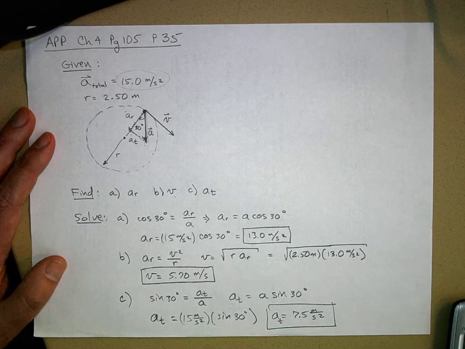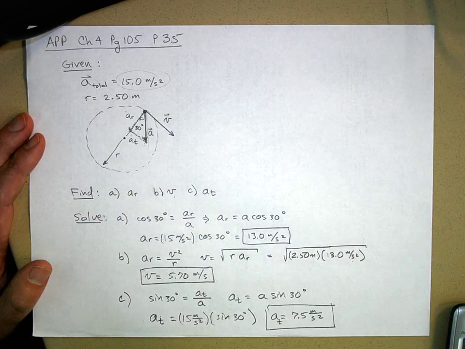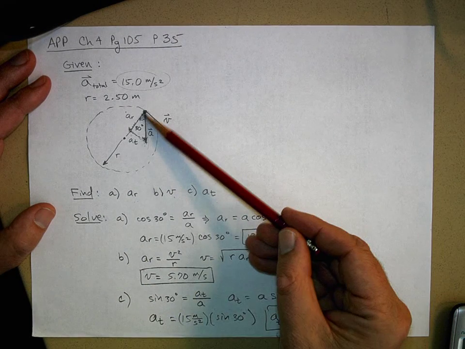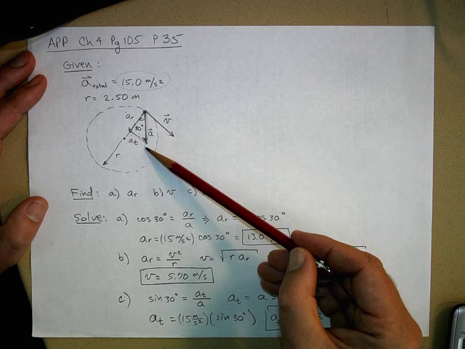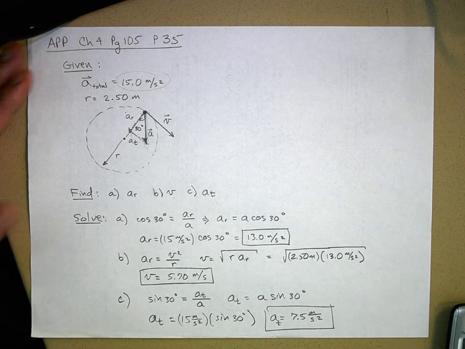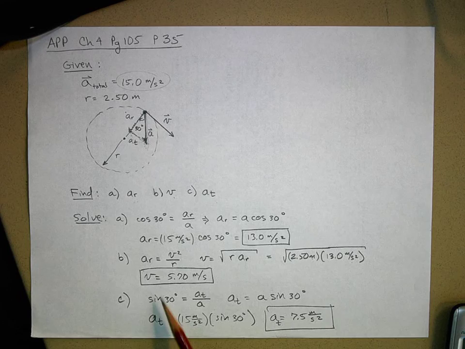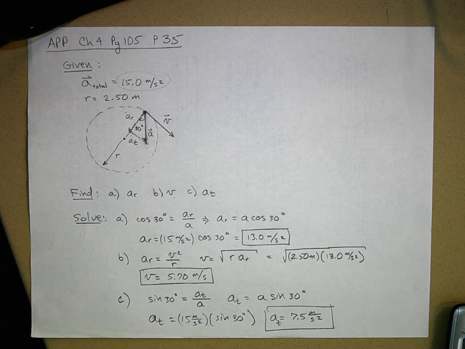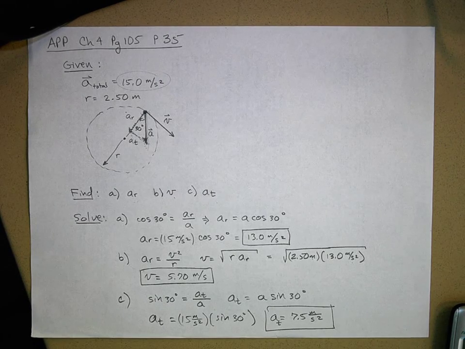The big idea here is this. If you know the overall acceleration in some kind of curvilinear situation, the radial and tangential accelerations will add up to that overall acceleration, and they will form a right triangle. And you can use the mathematics of right triangles to solve for the legs of it. Okay? And of course, the centripetal acceleration equals v squared over r. Any questions? That is all.